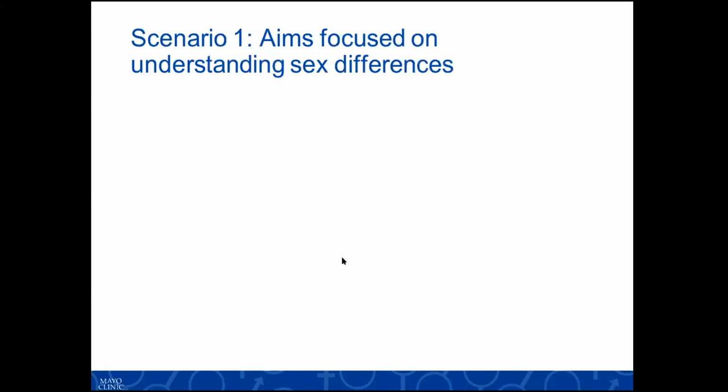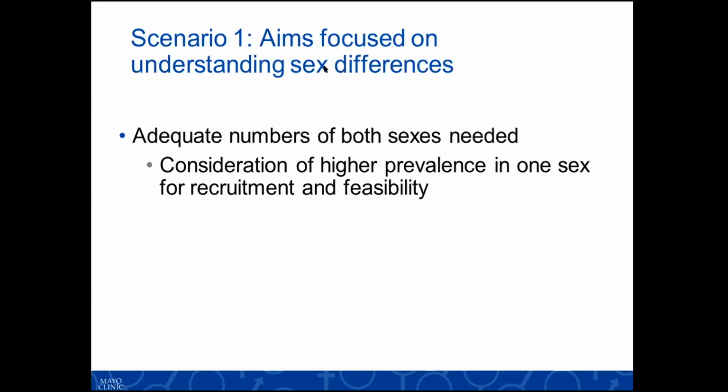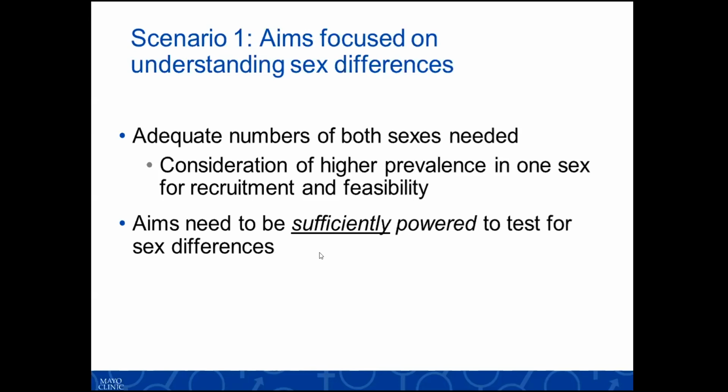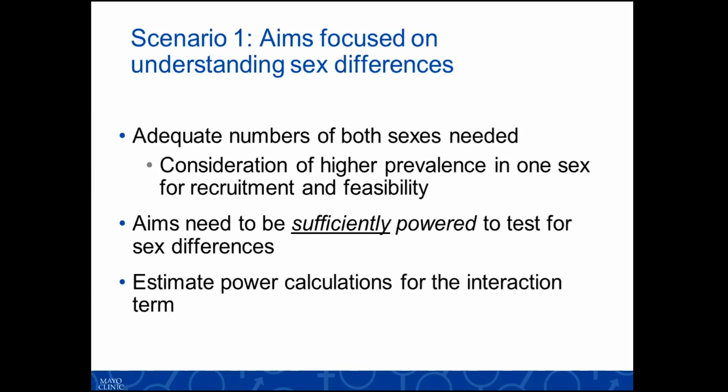Okay, so again, I have a series of scenarios where the aim is to understand sex differences. If the aim is to understand the sex difference, make sure you have an adequate number of both sexes. Then you need to consider if there is an uneven distribution of a condition by sex, where you have a higher prevalence in one sex than the other. You really need to consider that in your recruitment and your feasibility and your power calculations. You need to be sufficiently powered to test for a sex difference. And those power calculations can be estimated by the interaction term.